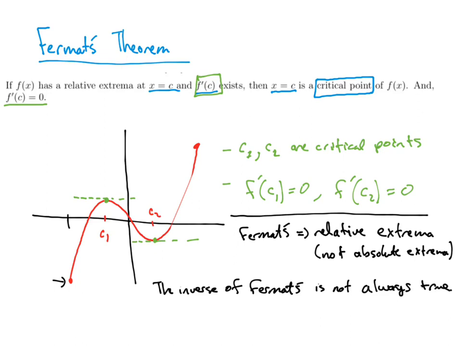So by that we mean, up here in Fermat's theorem we said that if we have a relative extrema, that means we have a critical point. So if we have a relative max or a relative min, we have a critical point at that value, which simply means the derivative at that value is equal to 0. That is true. However, going the other way is not true.